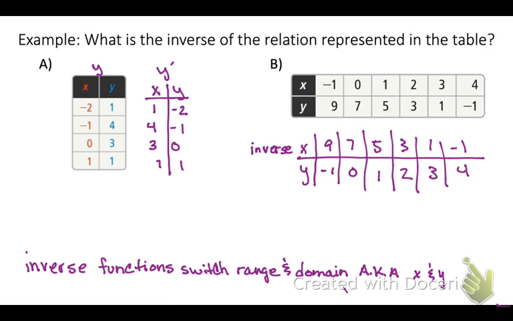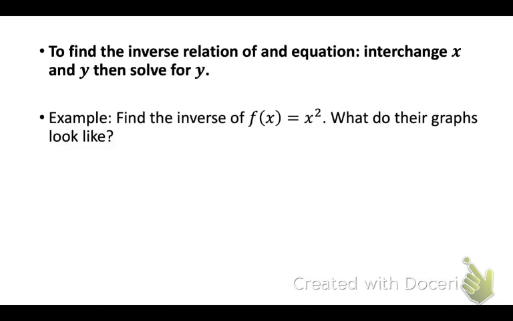Okay, questions? Got it? Okay, to find the inverse relation of an equation, interchange x and y and solve for y. So it says find the inverse of f of x equals x squared. So what does it say to do? Interchange x and y. Well, I don't see an x, do you?